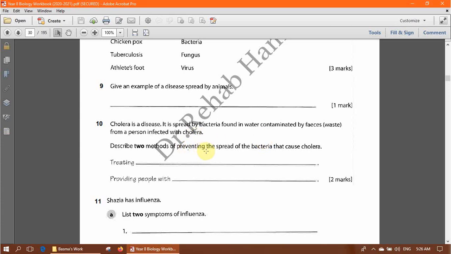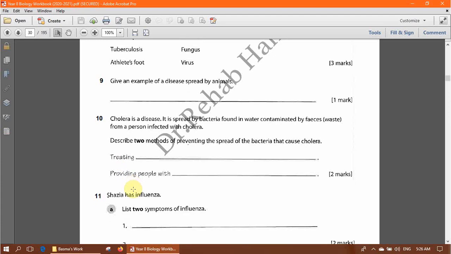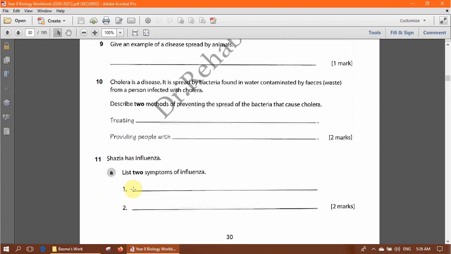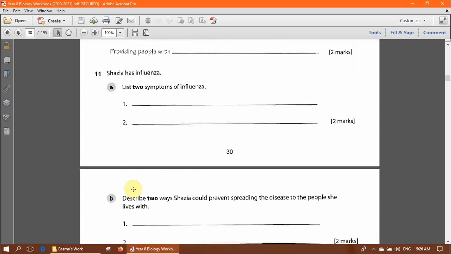So I want 2 methods to prevent the spread of cholera. First, I have to treat the water or the sewage, and then I have to provide people with clean water or with vaccination. Both are correct. 2 symptoms of influenza can be fever, sore throat, coughing, sneezing.